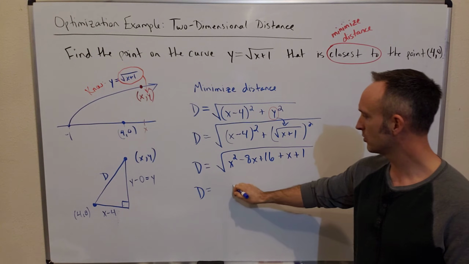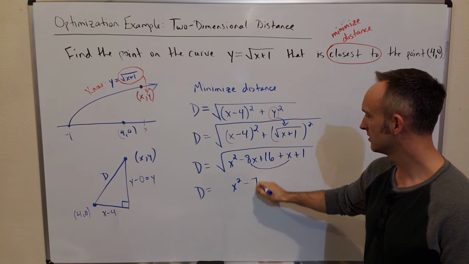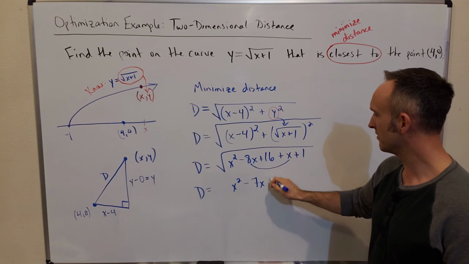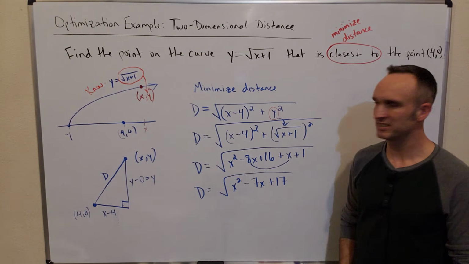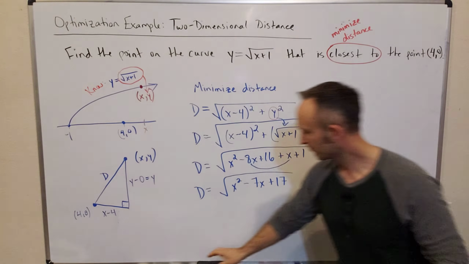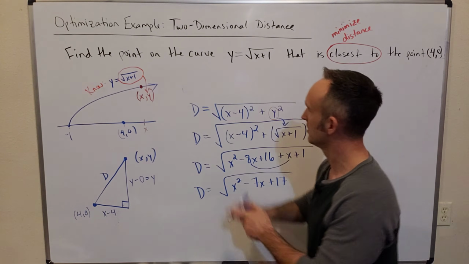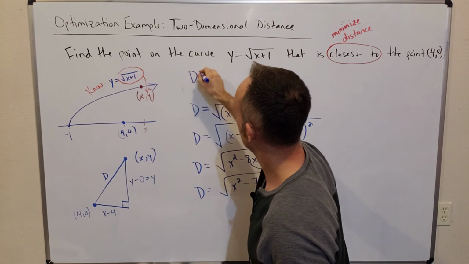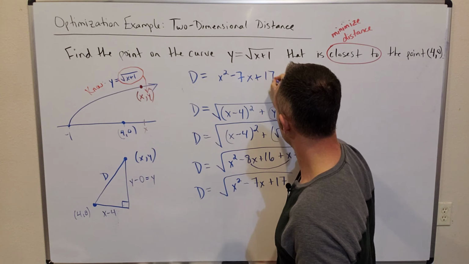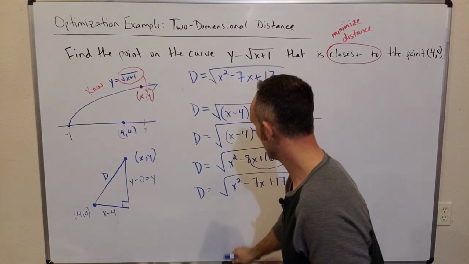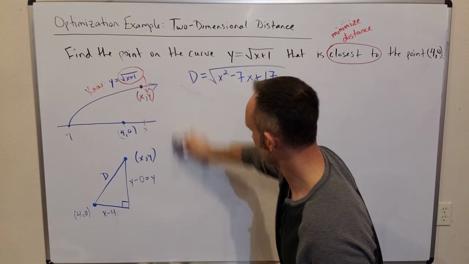So now I've got x squared minus 7x plus 17 all under my square root. And that's my distance function, okay? So let me recopy my distance function. I'm kind of running out of space. So d equals the square root of x squared minus 7x plus 17. Now I can get rid of all of this. So that's my distance function.